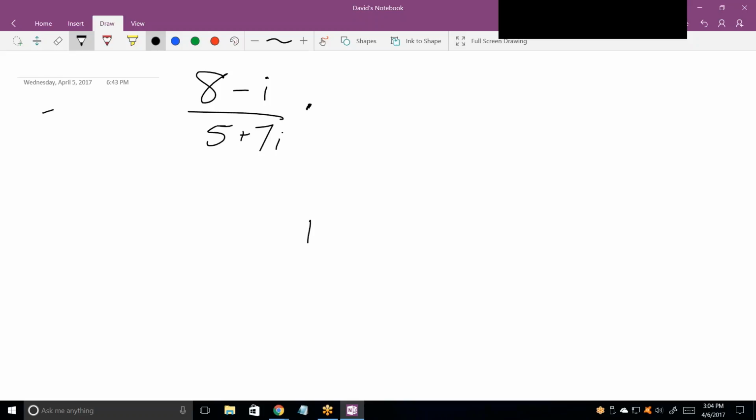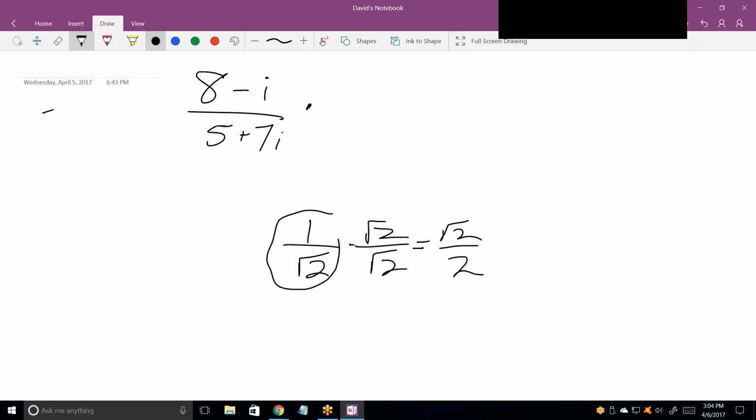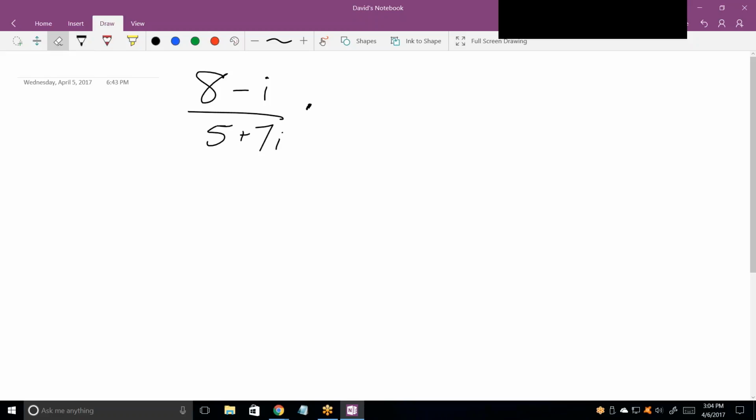Similar if I said 1 over square root of 2, you would rationalize that to get square root of 2 over 2, right? So that's not really a division problem, it's a multiplication problem. And the same with complex numbers. What we're going to multiply it by in order to make it real is its conjugate, which is the opposite. It's just the different sign in the middle. Everything else is the same.